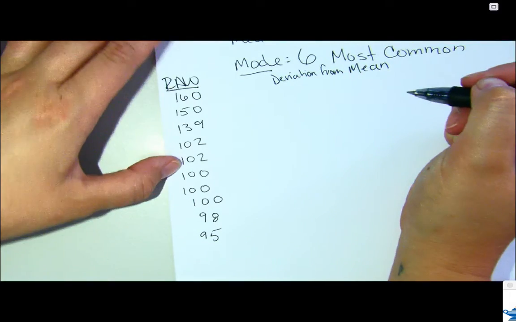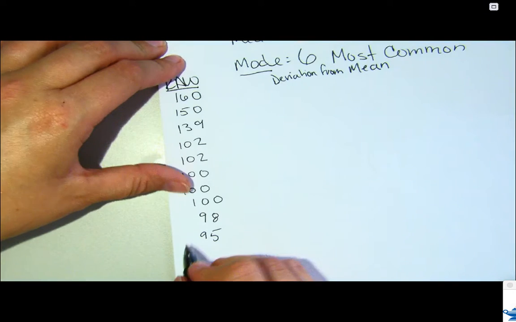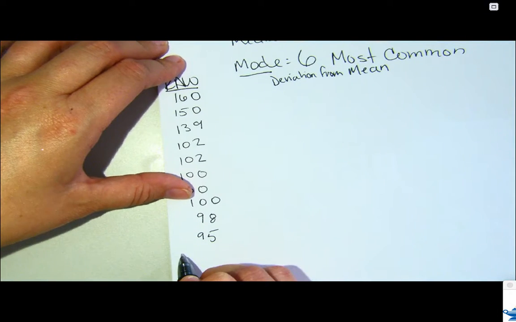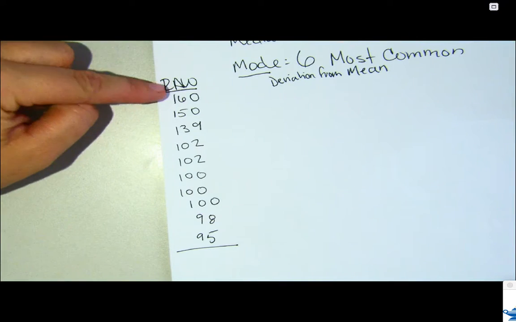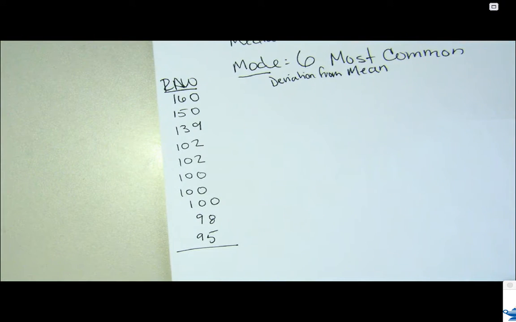Okay? So what you're going to do right now is, in order to find your deviation from the mean, what do you have to find? The mean. So on my raw data, please find the mean. So what do you have to do? Add it up and divide it by, correct? By the total amount. Please do that now. So find the mean, please.